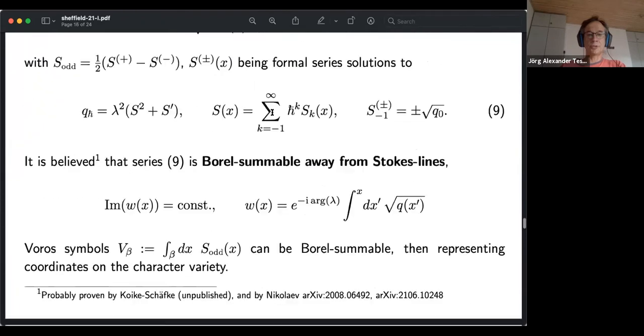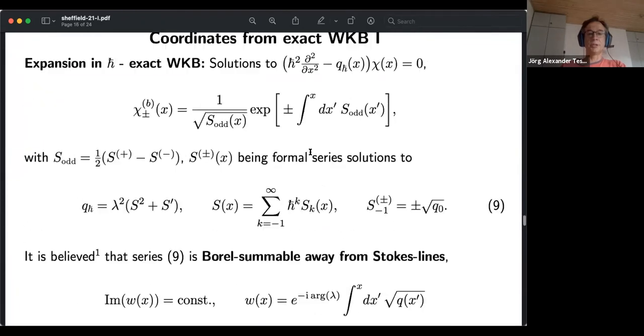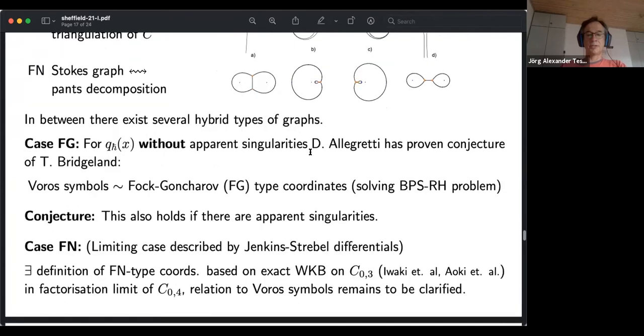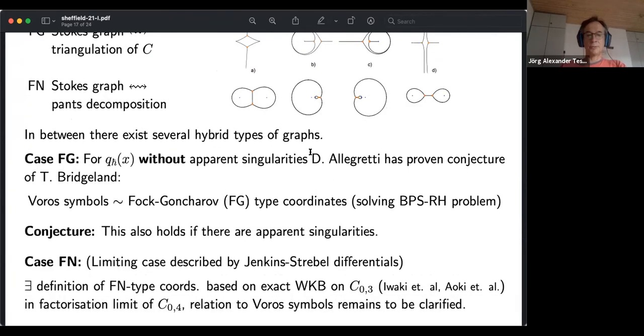The solutions to this equation for the three-punctured sphere are known to be Borel summable, and there are some beautiful explicit formulae for this. And what we have done in our work to get from the three-punctured sphere to the four-punctured sphere is to consider a situation where the four-punctured sphere factorizes, being separated by a reasonably large cylinder into two three-punctured spheres. Then one can use the exact WKB on the three-punctured spheres to define canonical solutions on them, also for the case here where we have Stokes graphs of this type.